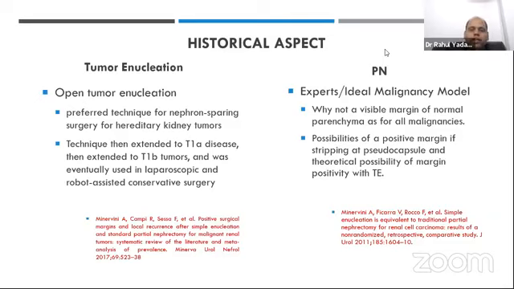The partial nephrectomy group advocates there should be an ideal malignancy model, where we follow a margin of normal parenchyma or normal tissue around any tumor, so why not this? The possibility of positive surgical margins is always there in case of tumor enucleation.